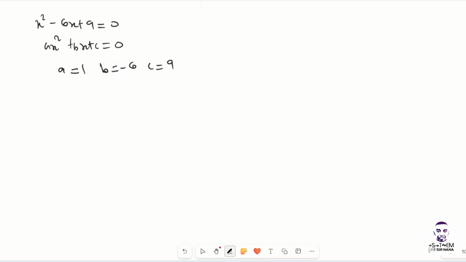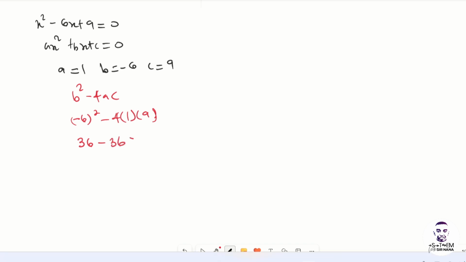Now, to determine the nature, we know that we must consider b squared minus 4ac, right? So we'll substitute the values of a, b, and c into b squared minus 4ac. It means that we get negative 6 all squared minus 4 multiplied by 1 multiplied by 9. So we get 36 minus 4 times 9, which gives us 36. So it means that we get 0. So this implies that our b squared minus 4ac in this case is equal to 0.